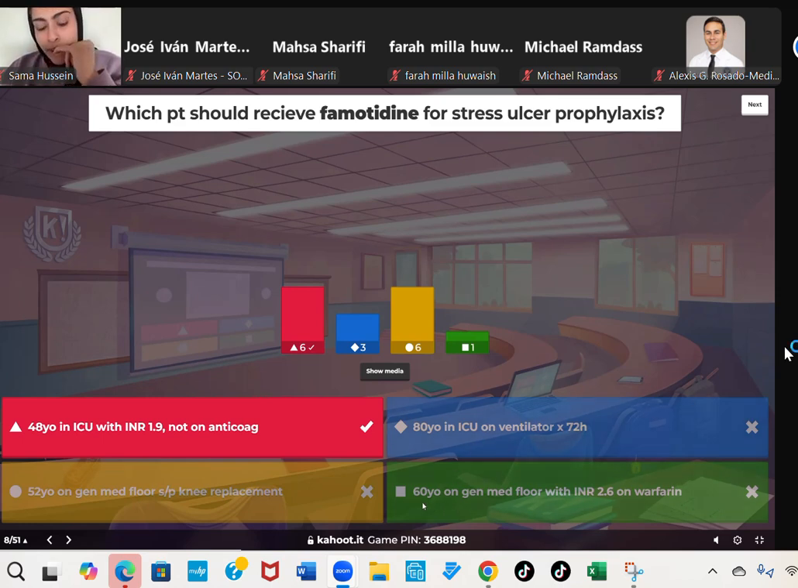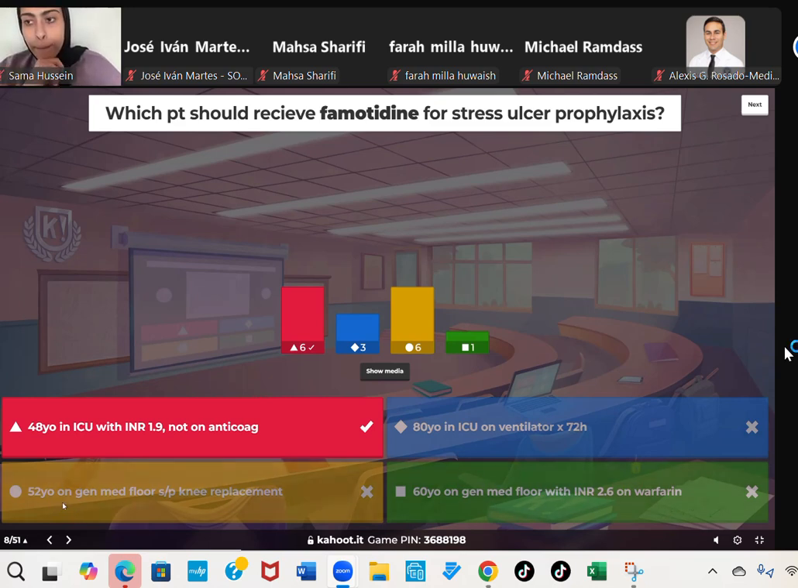The 60-year-old on the gen med floor, so it's a gen med floor, it's not the ICU, and their INR is elevated because they're on warfarin. Warfarin increases the INR, so this patient, there's no indication that they're under any kind of, they're critically ill.